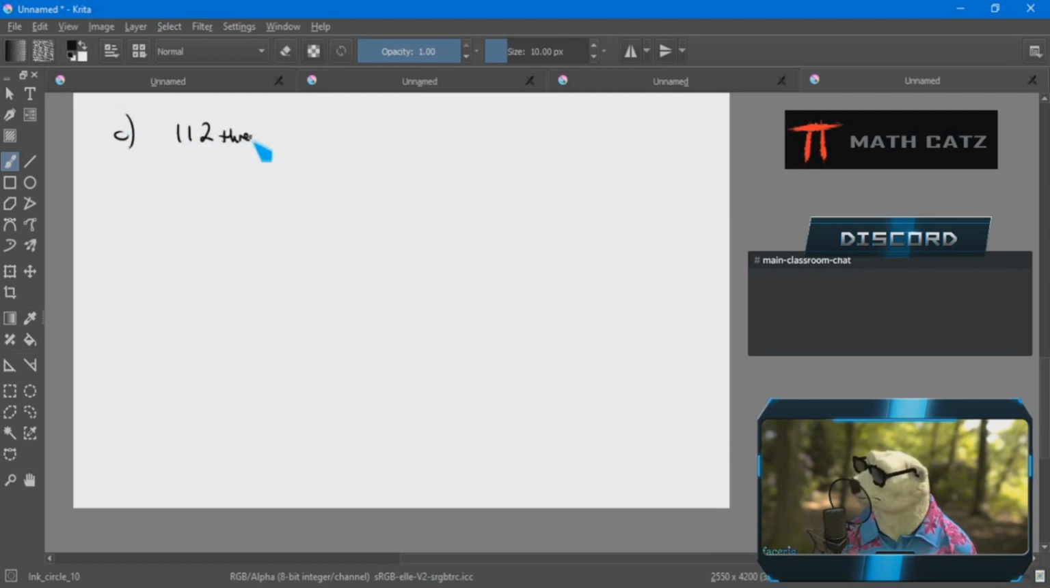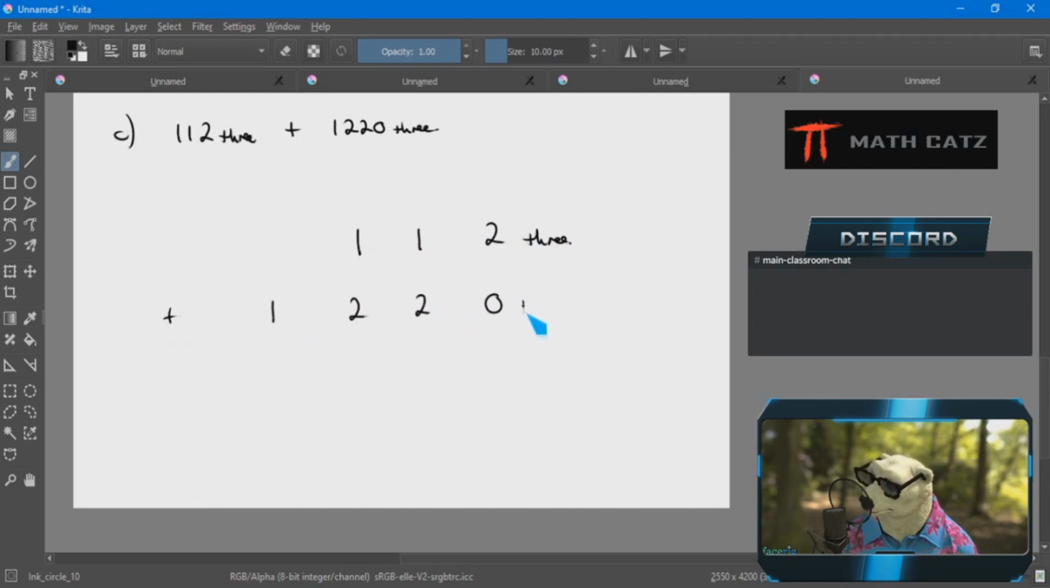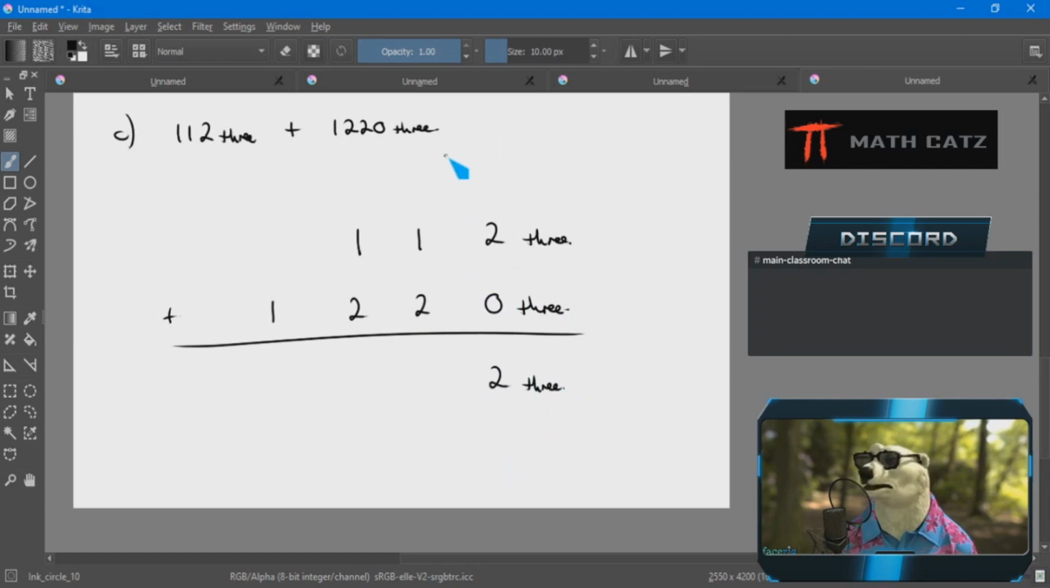112 base 3 plus 1220 base 3. Set it up. 112 for the first number plus 1220 for the next number, and I'm ready to go. First column, 2 plus 0, 2. Write my subscript before I forget.